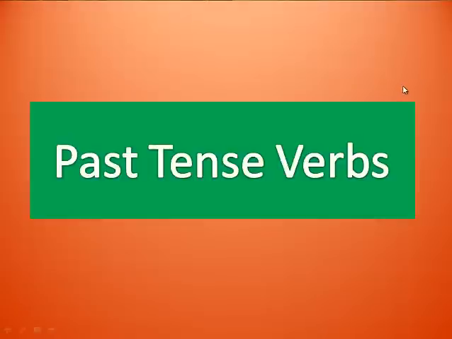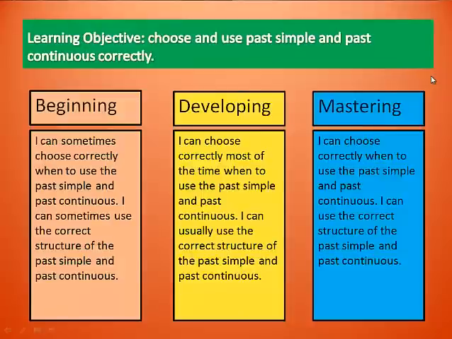Today we're going to learn about past tense verbs. Our learning objective is to choose and use past simple and past continuous correctly. Let's look at the criteria for mastering. I can choose correctly when to use the past simple and past continuous. I can use the correct structure of the past simple and past continuous.